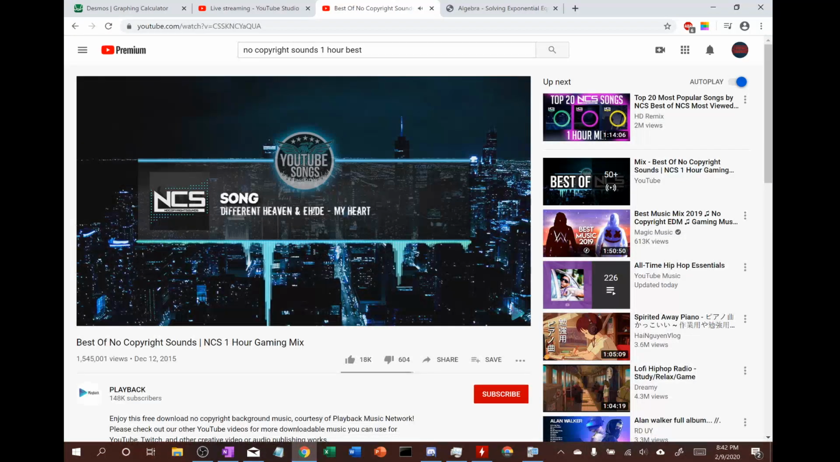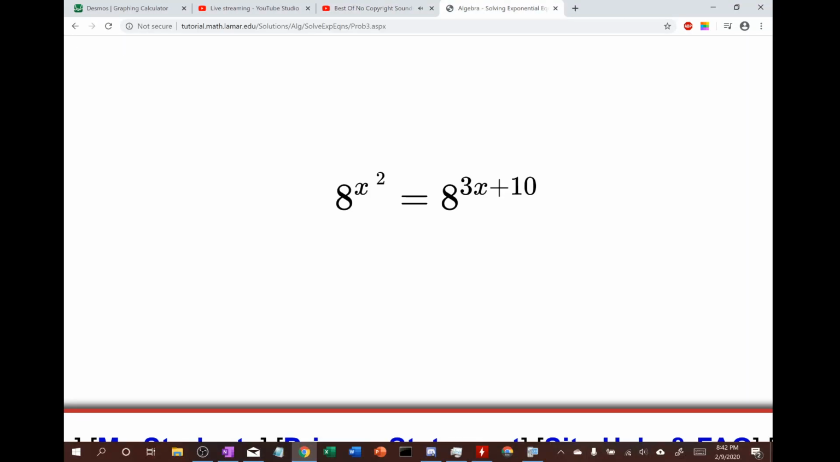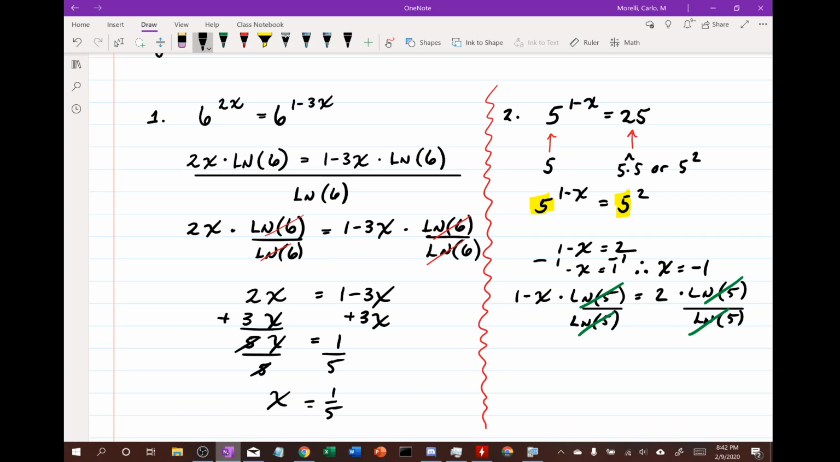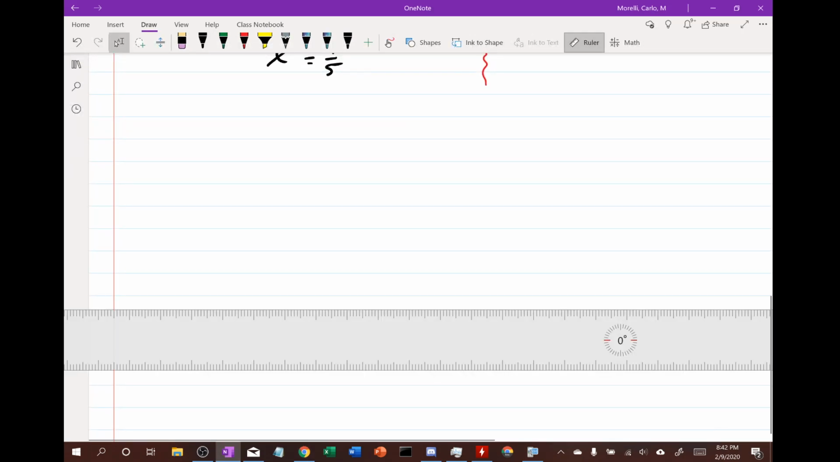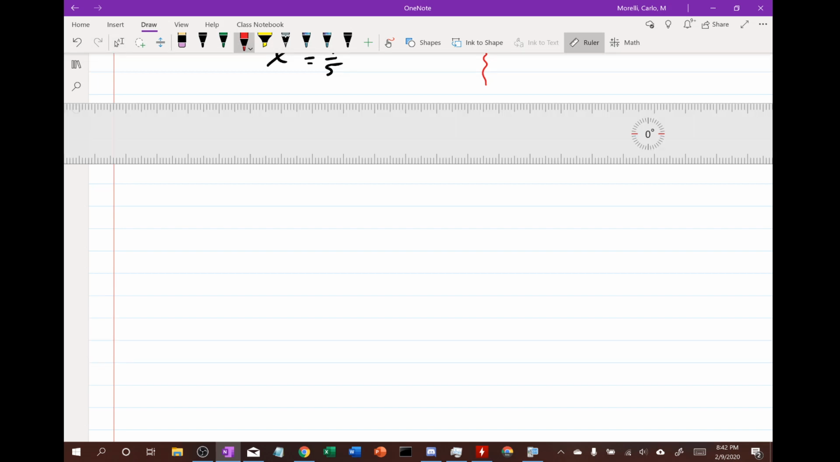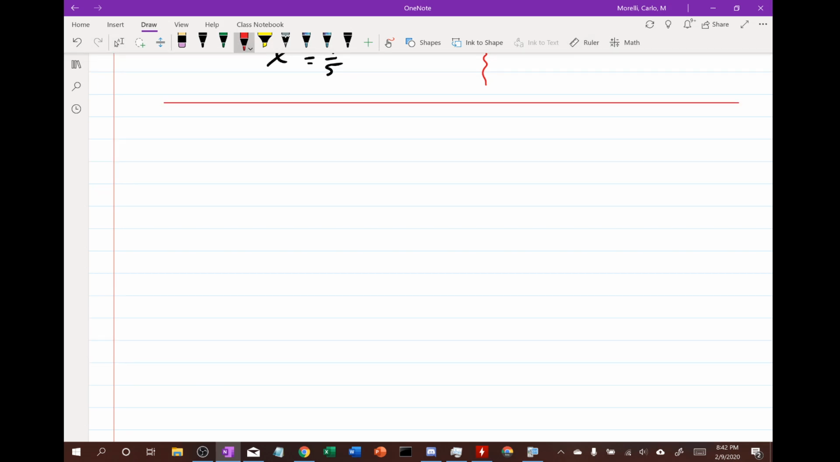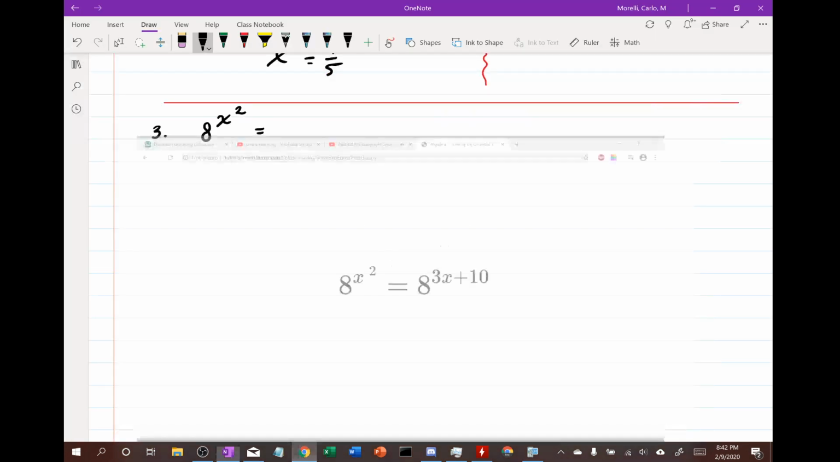All right, okay. So we're going to solve this problem: 8^(x squared) equals 8^(3x plus 10). This is going to be a fun one. So this is going to be number 3. And what we're given is 8^(x squared) equals 8^(3x plus 10).